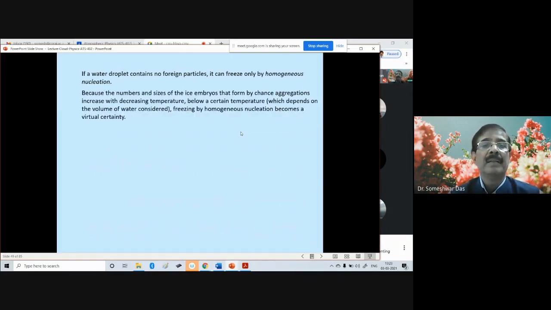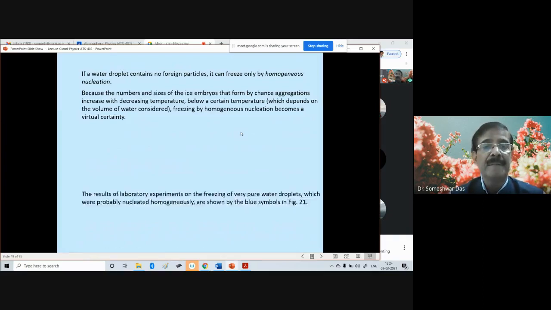Because the numbers and sizes of the ice embryos that form by chance segregation increase with decreasing temperature below a certain temperature, which depends on the volume of water considered, freezing by homogeneous nucleation becomes a virtual certainty.